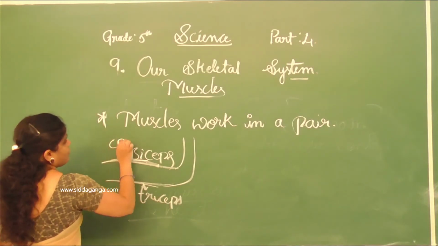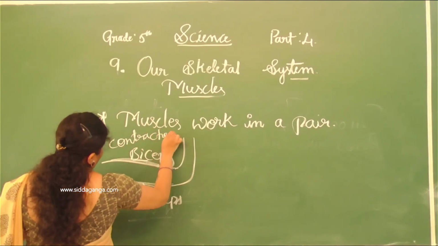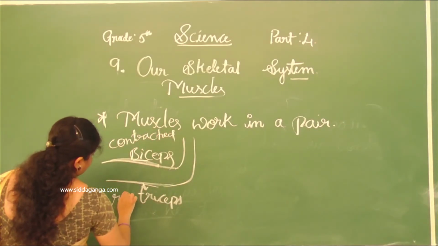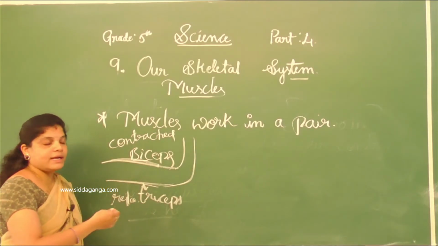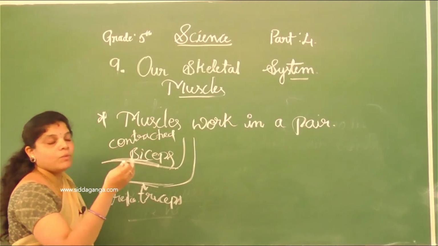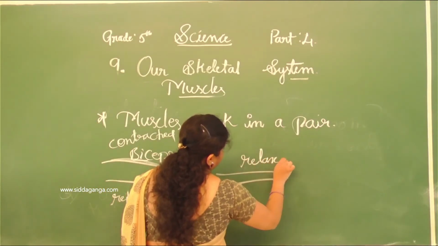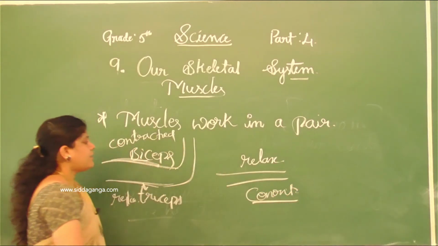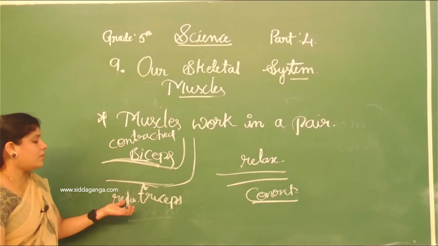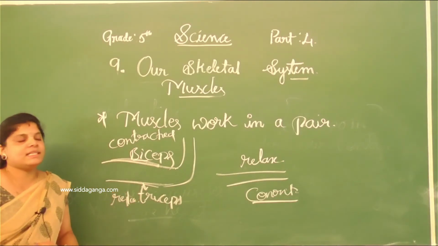See, when it is contracted, what happens to this one? It is relaxed. When triceps is contracted, what will biceps do? Relax. And when biceps relaxes, the triceps will be what? Contracts.